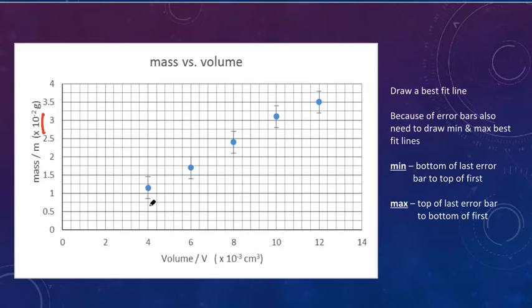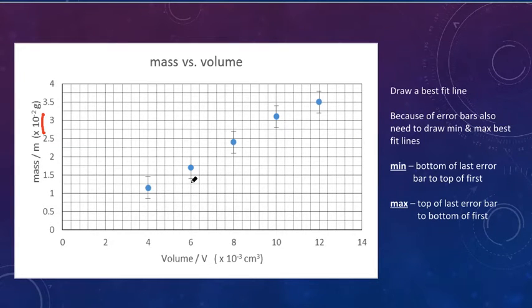Also notice that there are vertical error bars. This is your uncertainty in all of these masses. That is your range, your plus or minus on your masses. There are no horizontal error bars. Generally speaking, we will only talk about vertical error bars, but that doesn't mean horizontal ones can't happen.